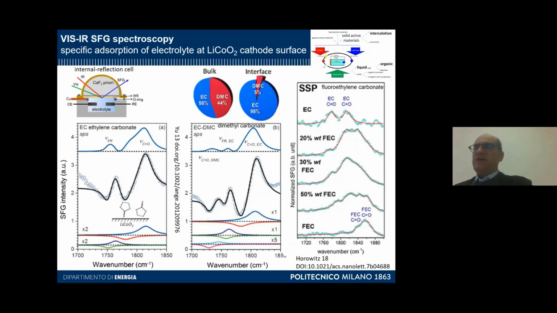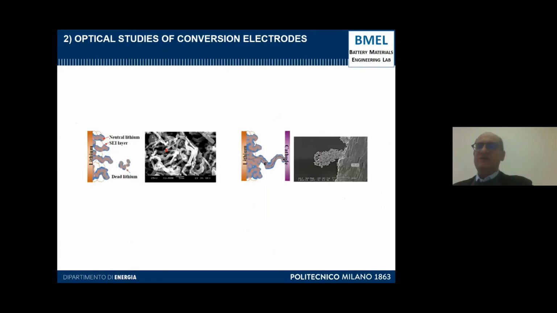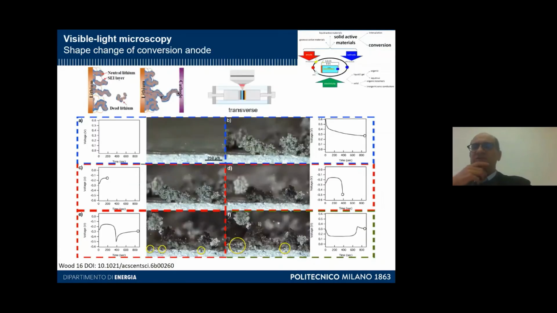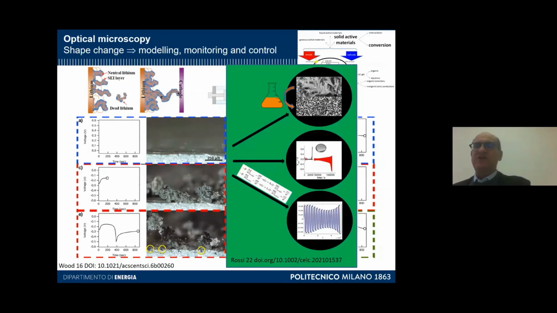Now, as far as conversion electrodes are concerned, in situ visible light microscopy with transverse visualization cells allowed to follow mesoscopic changes in shape as a function of time and operating condition. And this straightforward morphological information can be effectively combined with electrochemical data to yield a quantitative description of cell voltage response based on parametric models in view of monitoring and control.